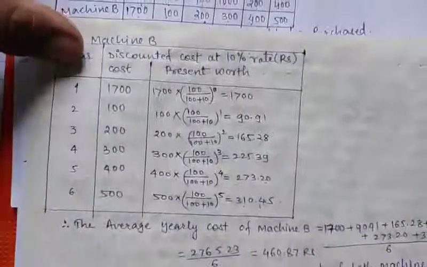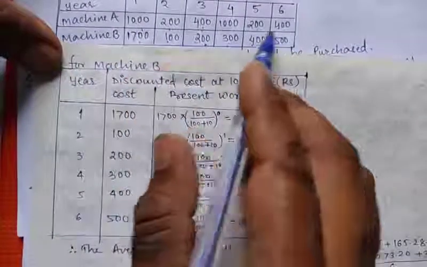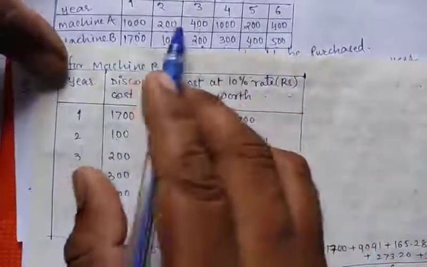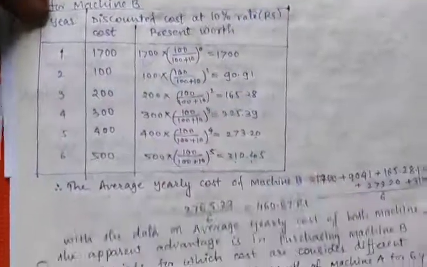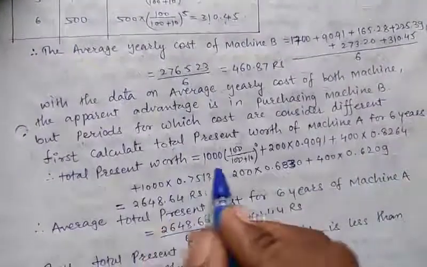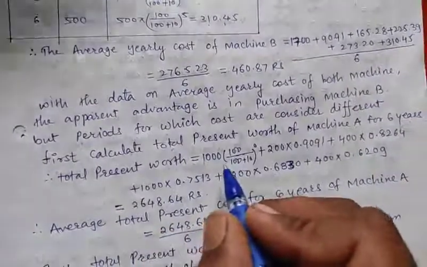Now here for 6 years, so this is the value for 6 years cost for machine A. Now we will calculate present worth for 6 years.